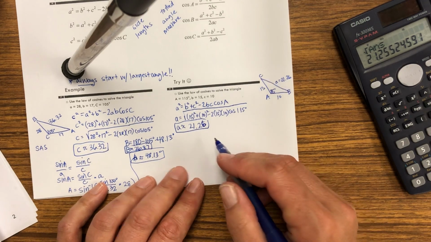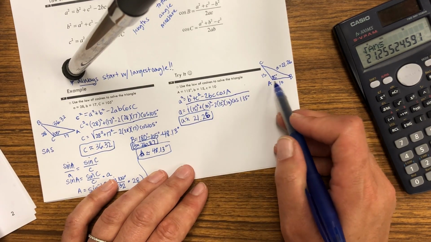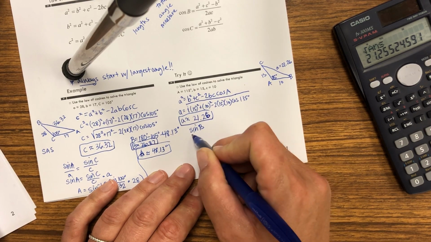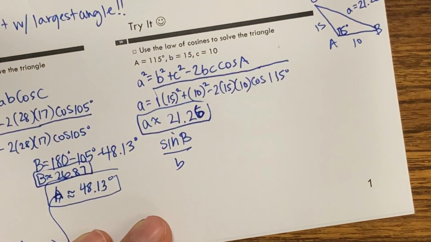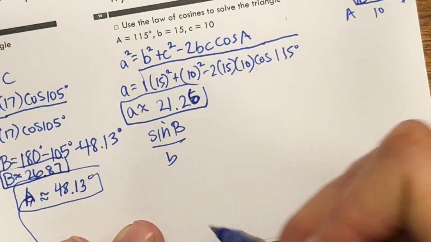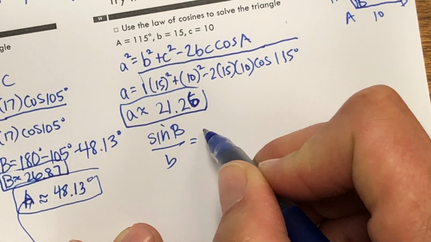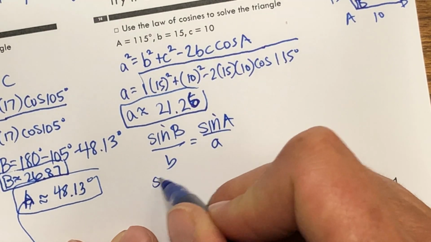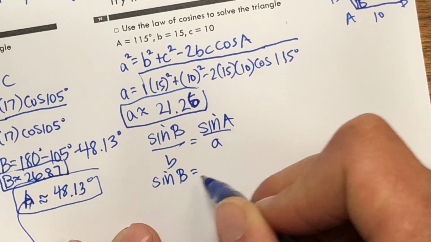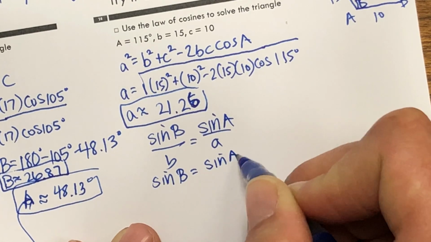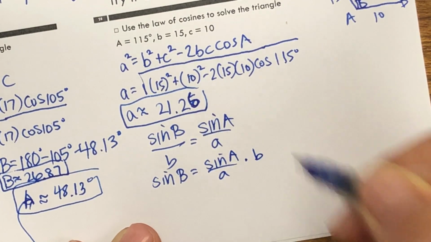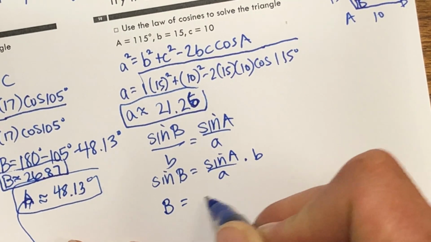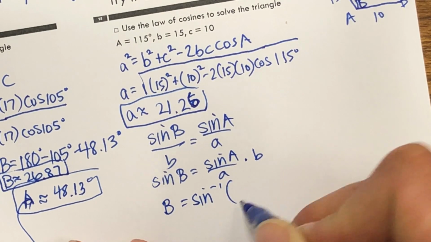Now, I'm going to use law of sines to find angle B, let's say. So I'm going to go sine of B divided by b. Sine of B divided by b equals the sine of A over little a. So the sine of B is equal to the sine of A over little a times little b. Here I don't want sine of B, I want angle B, so I need to use my inverse.